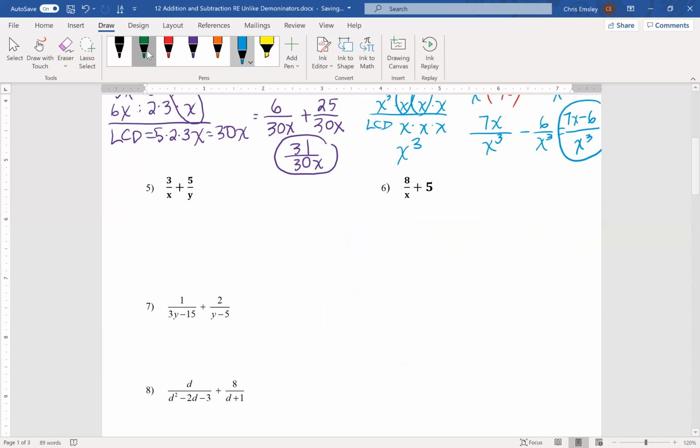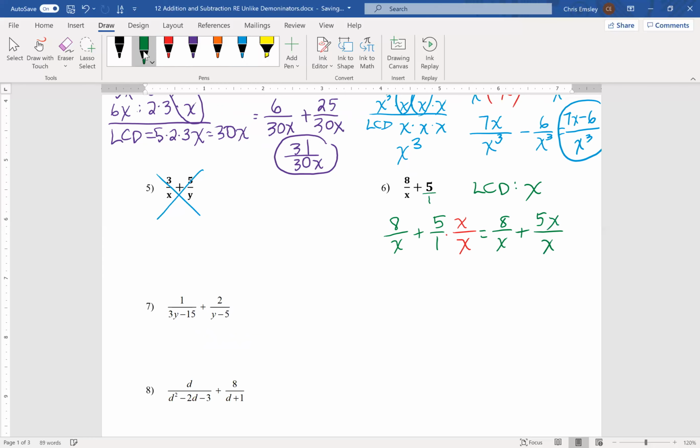Okay, we're gonna actually skip number 5, go on and look at number 6. Remember, when we have a whole number, that's really the same as that number over 1. The denominator is 1. So if we need a common denominator between x and 1, that least common denominator would just be x. So the first fraction remains unchanged. Second fraction, 5 over 1, we need to multiply that by x over x. So we end up with 8 over x plus 5x over x.